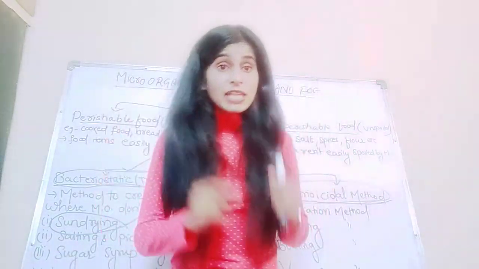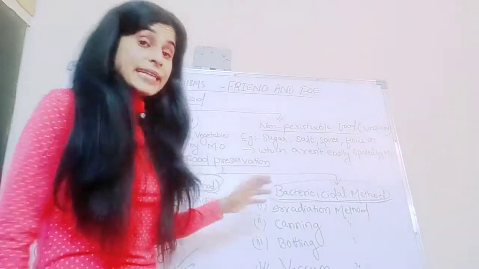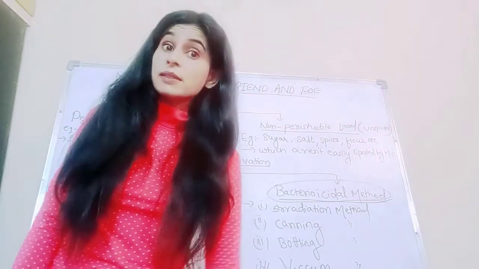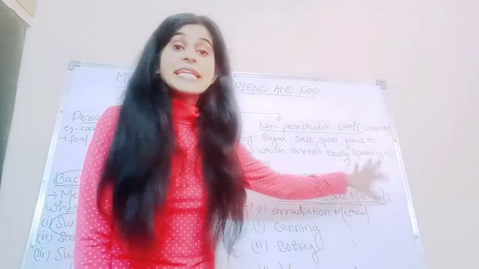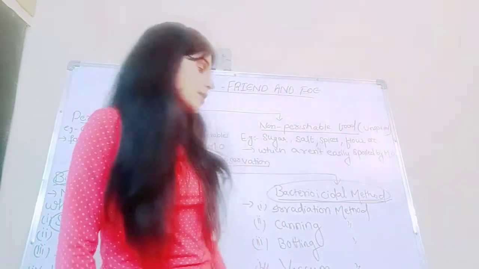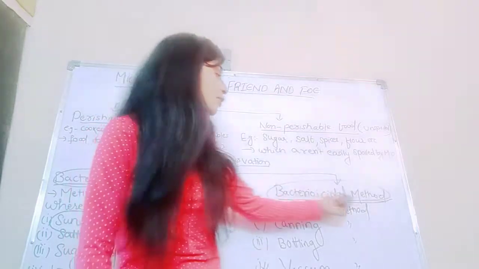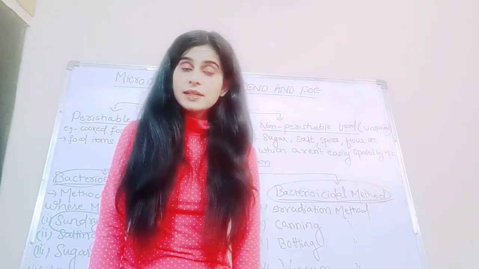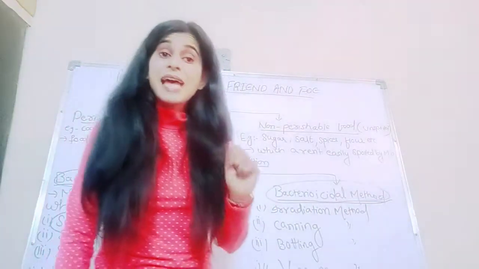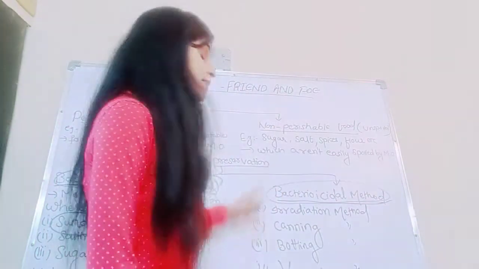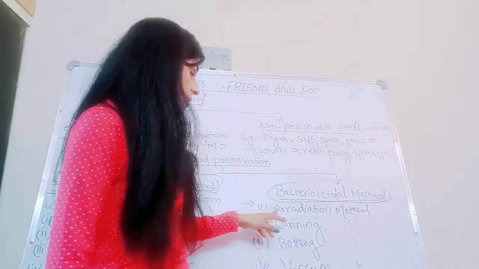Understood? Now let's move on to the second method of food preservation, that is the bactericidal method. It's a modern method, guys. Especially these are modern techniques which are used to preserve the food. What is the second method? Bactericidal method. And this bactericidal method involves 5 techniques for food preservation. What are the techniques?